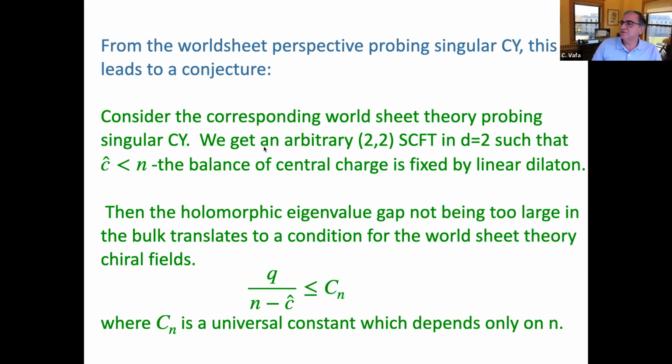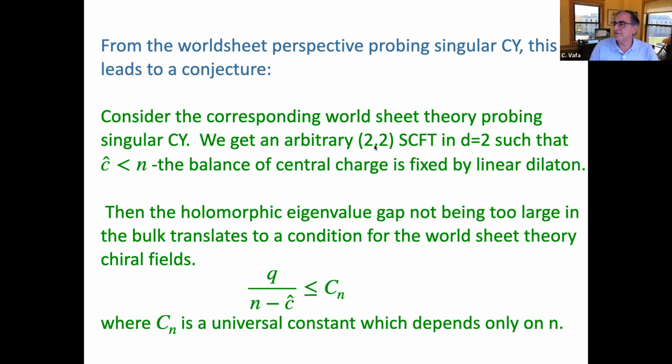So in that case, we get a (2,2) superconformal field theory in 2 dimensions. Suppose you're interested in an n-dimensional Calabi-Yau. Typically what happens is that you get some conformal field theory with central charge c hat less than n, and the balance of the dimension to n is fixed by some linear dilaton, which is like a throat that we typically get when we have a brane probing a singularity. So we expect to have a linear dilaton background coupled to some internal conformal theory with c hat less than n.